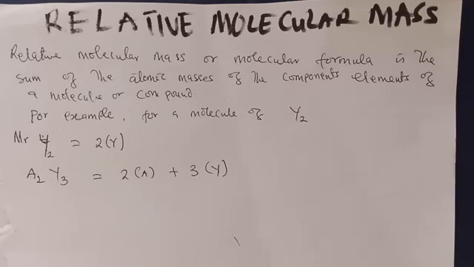Remember, we discussed that when we were looking at molecules. The atomicity of Y there is 2. That means there are 2 atoms of Y. So I'm going to look for the atomic mass of Y and add it 2 times, and that will give you the molecular mass of Y2.